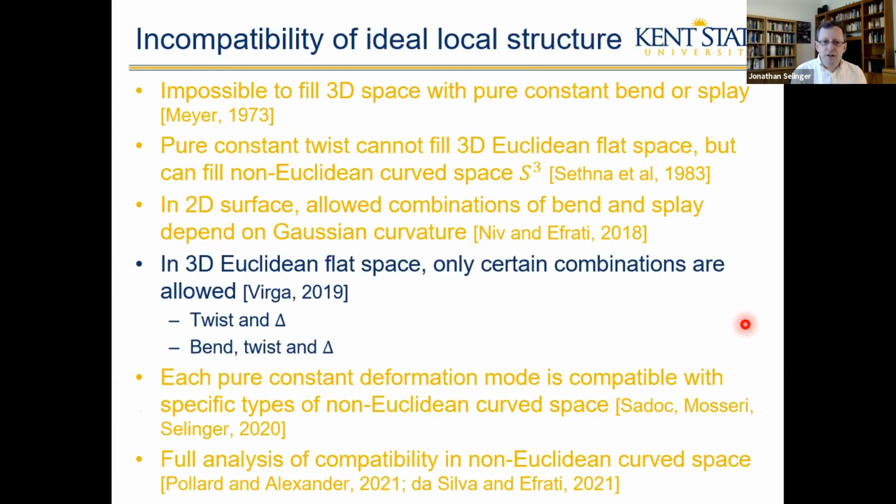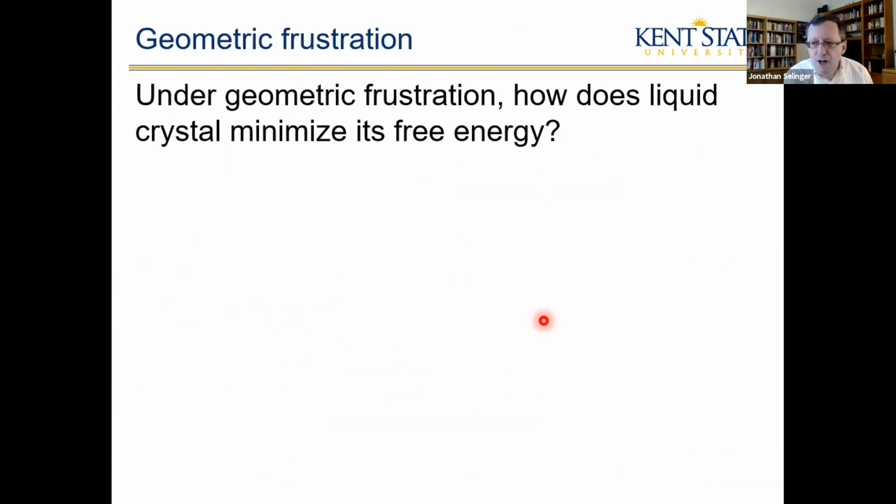Okay, so there's a whole mathematical story here, but I only have time to mention one highlight in some work from Epifanio Virga. He pointed out that in three-dimensional Euclidean flat space, only certain combinations of director deformations are possible, either twist and delta or bend, twist, and delta. That's all. Nothing else can fill up space. So the liquid crystal has a problem. It wants to have a certain set of bend, twist, splay, and delta, but it can't.